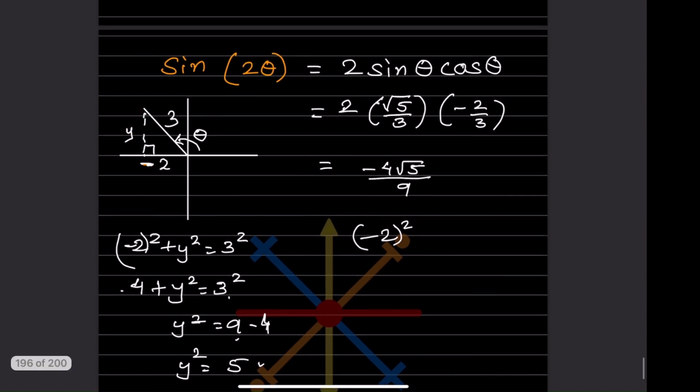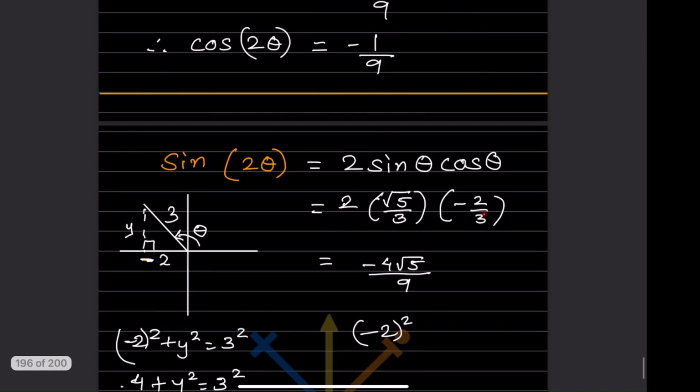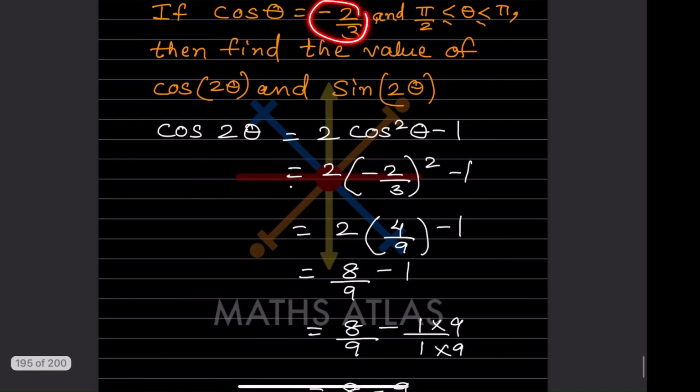So now we'll plug in these values over here. This is 2 sine theta. We know that sine theta is opposite by hypotenuse. So we got the opposite side, that is y, as root of 5. The hypotenuse is 5. And cos theta, we know that is minus 2 by 3, which is given over here.